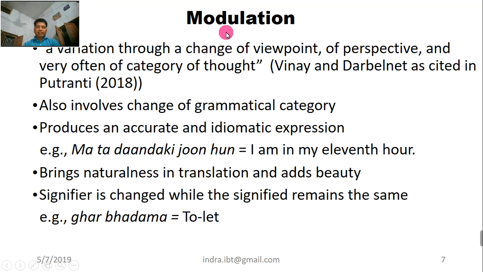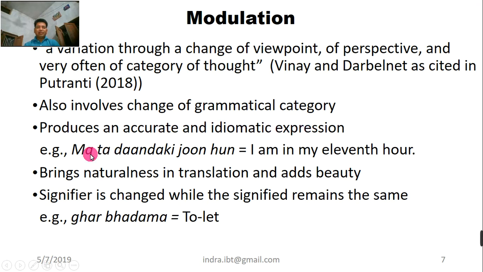So, modulation. The next type of oblique translation is modulation. Modulation simply refers to a change of viewpoint or perspective, and it is very often a change of category of thought, according to Vinay and Darbelnet. So it also involves change of grammatical category, and it also produces an accurate and idiomatic expression.